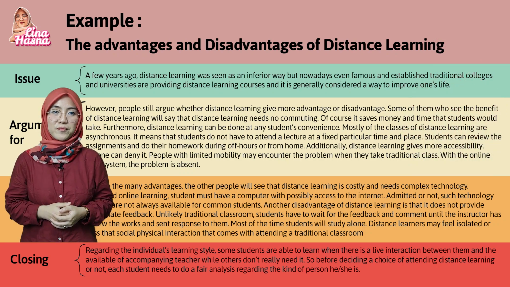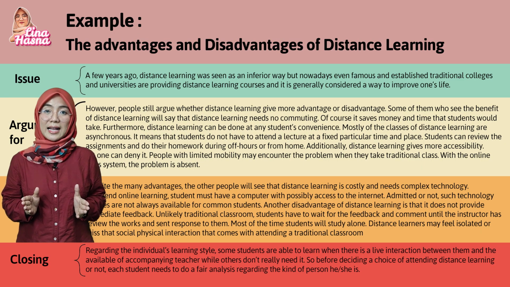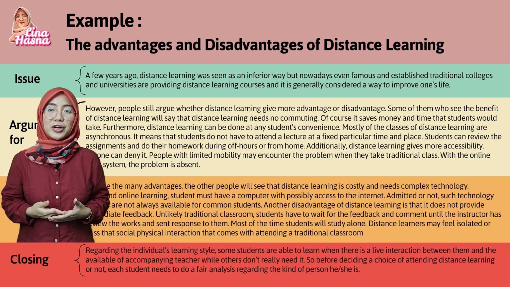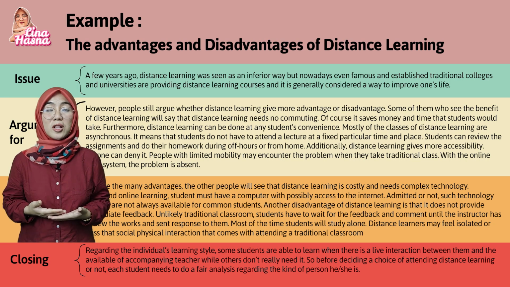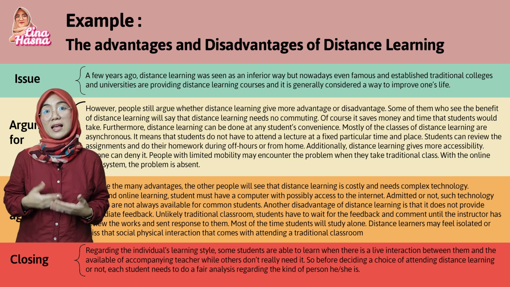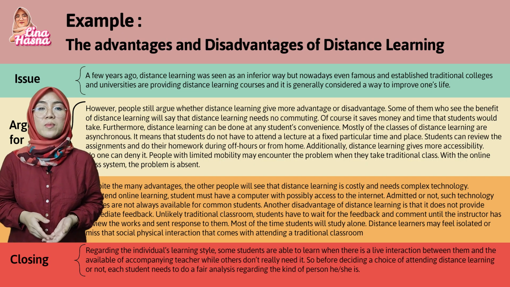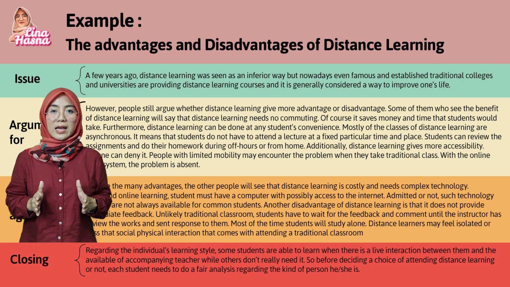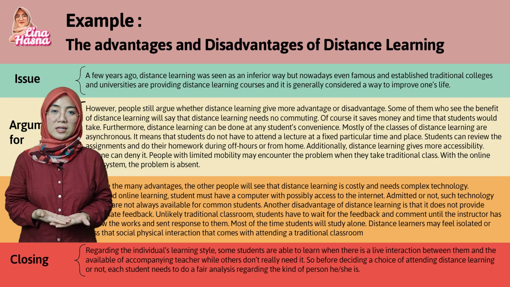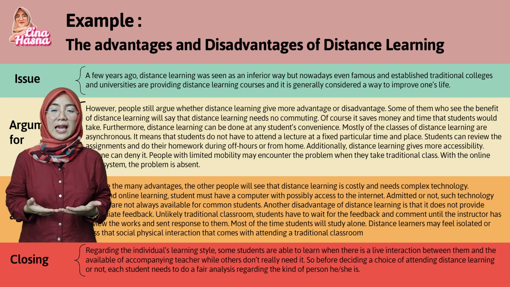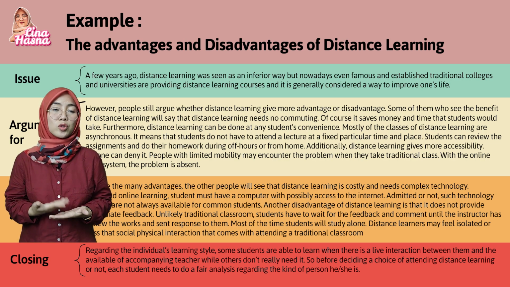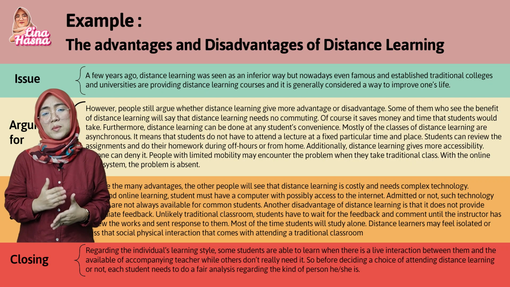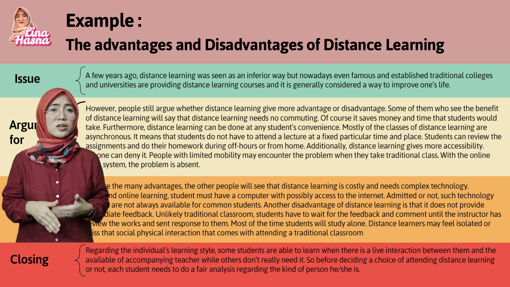And the last paragraph, regarding the individual's learning style, some students are able to learn when there is interaction between them and the availability of accompanying teachers, while others don't really need it. So, in the last paragraph here is conclusion or recommendation. However, in this case, the writer is giving a neutral recommendation. Jadi dalam paragraf yang terakhir ini adalah closing atau penutup. Nah, dalam teks ini, penulis tidak memihak whether it is contrastive or supportive.